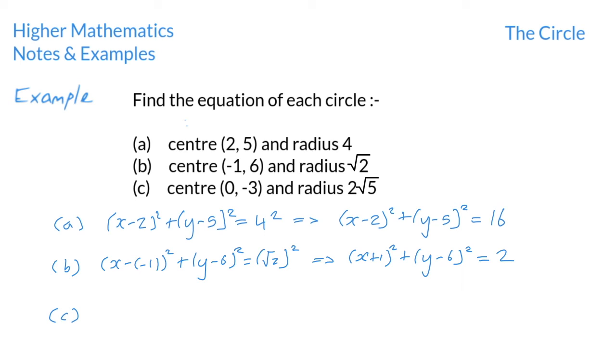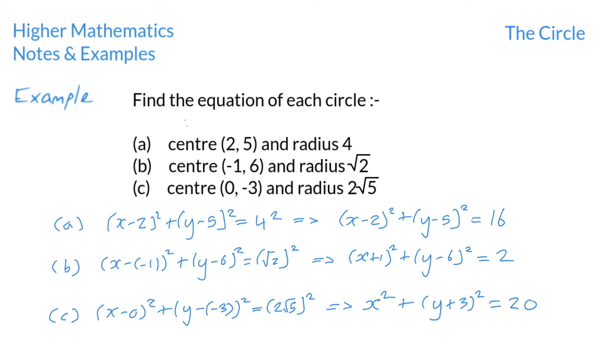For part C, something else to watch out for: if the centre has an x or y coordinate which is 0, we can substitute that in first of all. (x minus 0) all squared plus (y minus minus 3) all squared must equal (2 root 5) all squared. Clearly x take away 0 is just x, so we're going to write that as x squared plus (y plus 3) all squared, and that will equal 2 root 5 squared. You need to be very good at your surds in this particular topic in higher maths. 2 root 5 times 2 root 5 is just 20. So that's a circle with a centre (0, minus 3), radius 2 root 5.